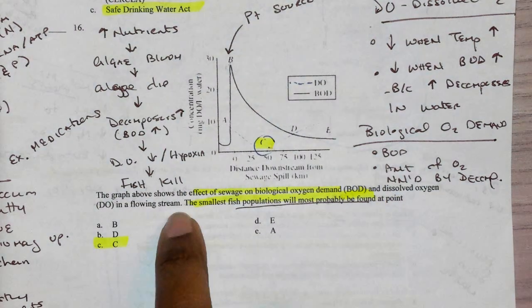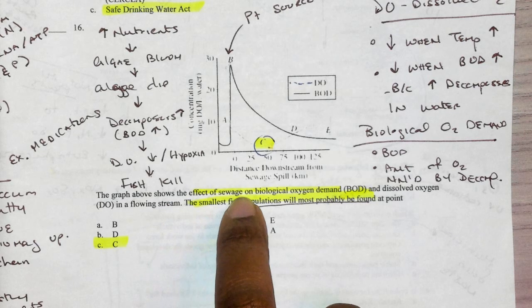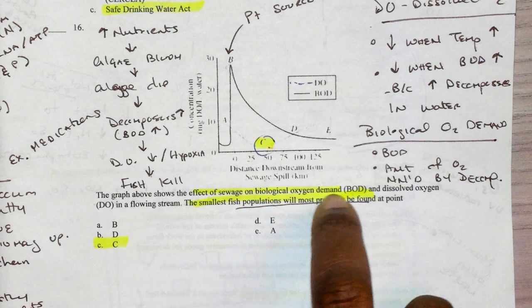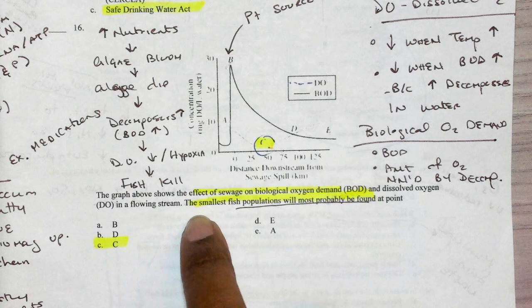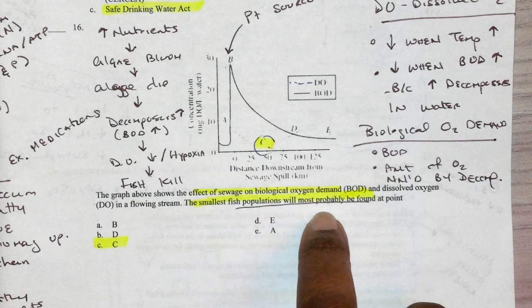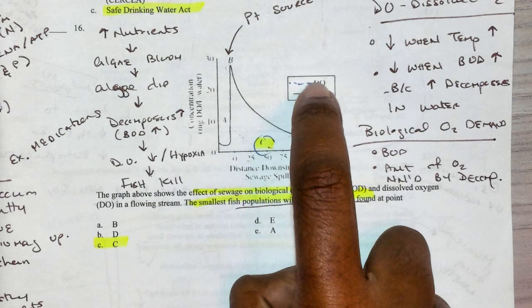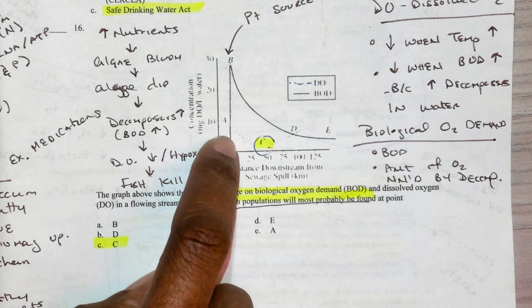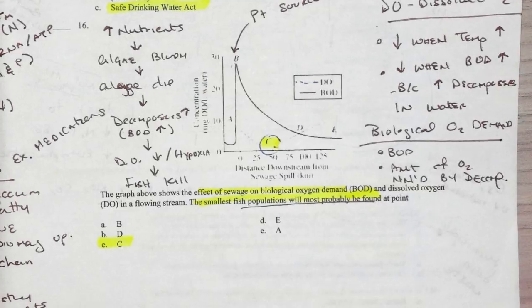So it says in the graph below, above shows the effect of sewage on biological oxygen demand and dissolved oxygen in the flowing stream. The smallest fish populations would mostly be found wherever there's low dissolved oxygen. So the little dashed line is dissolved oxygen. Where's the lowest dissolved oxygen? Well, it's C. Okay?